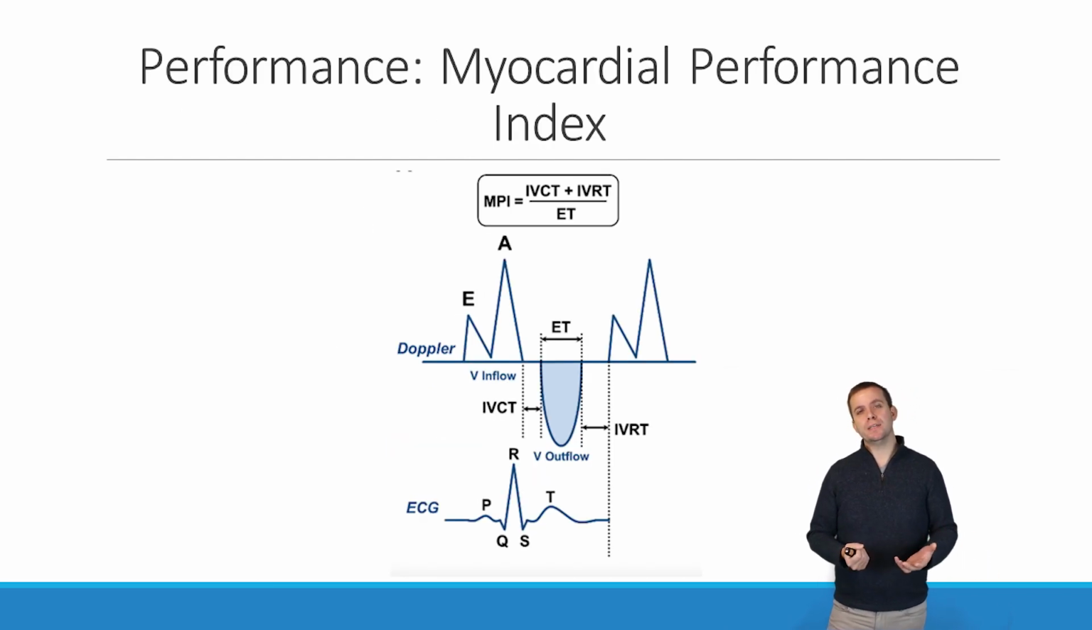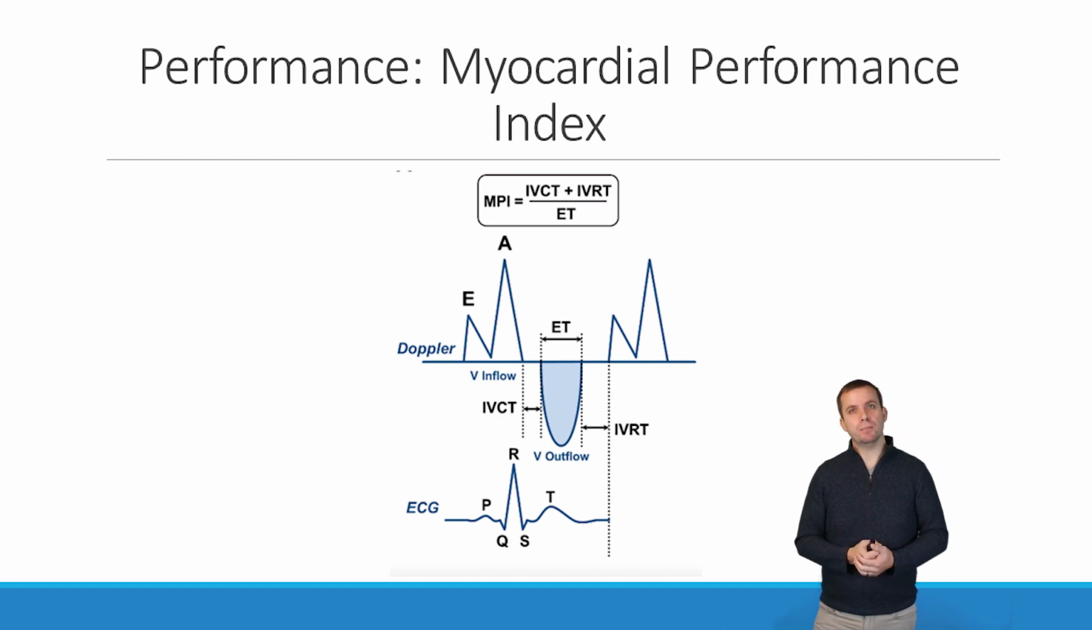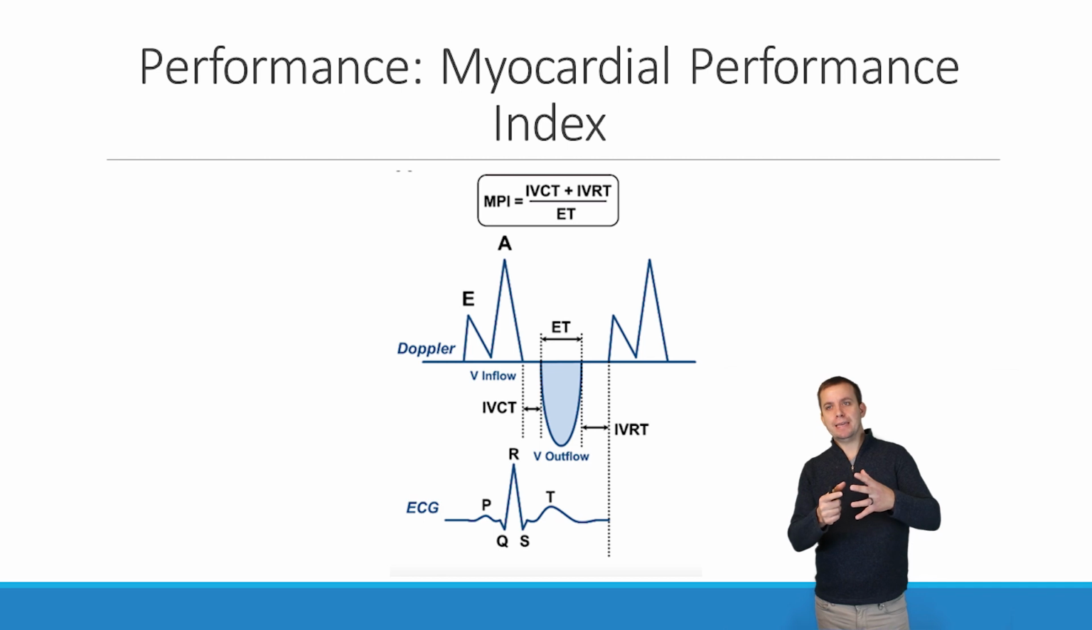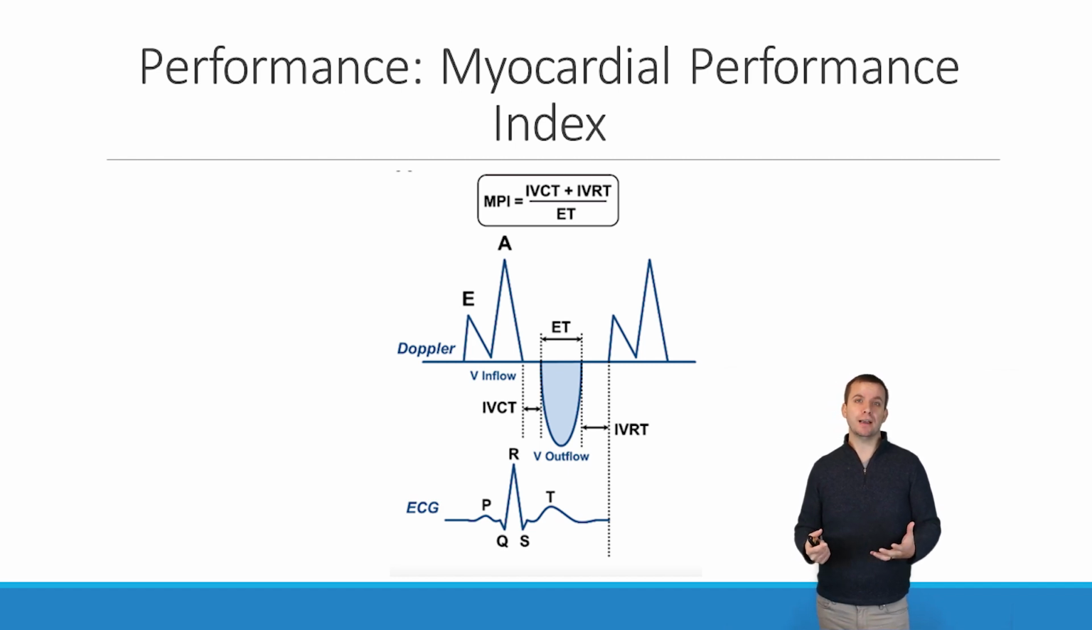And then the other one can be done through echo, and that's your myocardial performance index, and it'll look at performance. Again, it's looking at the isovolumetric contraction time, and it's also looking at your isovolumetric relaxation time. You add up those times and divide it by your ejection time, and that will give you a myocardial performance index. That can be done by looking with Doppler during echo.